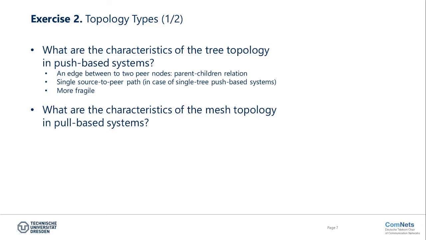And for each peer in the system, there is only one single source to peer path. And for that reason, the tree topology is more fragile than other topology types. Why is that? Because there's only one single source to peer path.